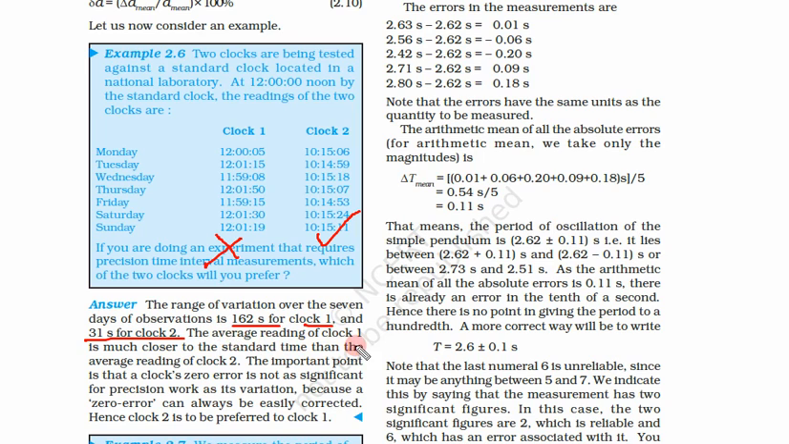The average reading of clock 1 is much closer to the Indian Standard Time than the average reading of clock 2. So definitely this is much closer to this. The important thing is that a clock's zero error is not significant for precision work, as its variation is. So again they are saying the same thing. What purpose do we need it for? If we need it for precise measurement, it does not matter whether this clock is accurate or not, because a zero error can always be easily corrected. Hence clock 2 is preferred to clock 1.